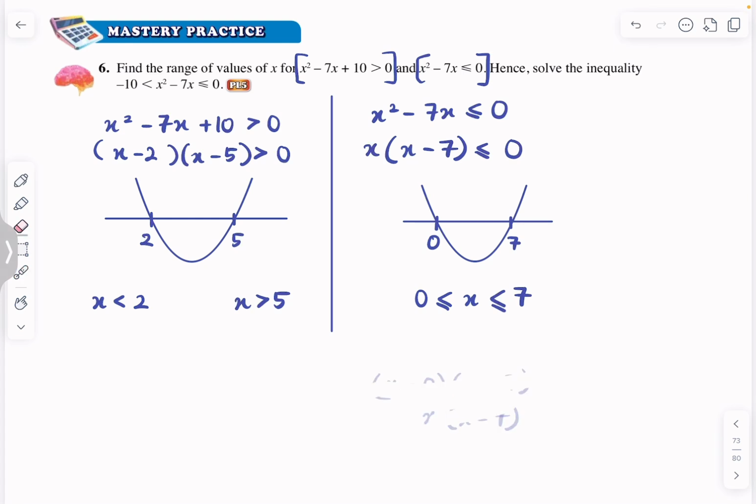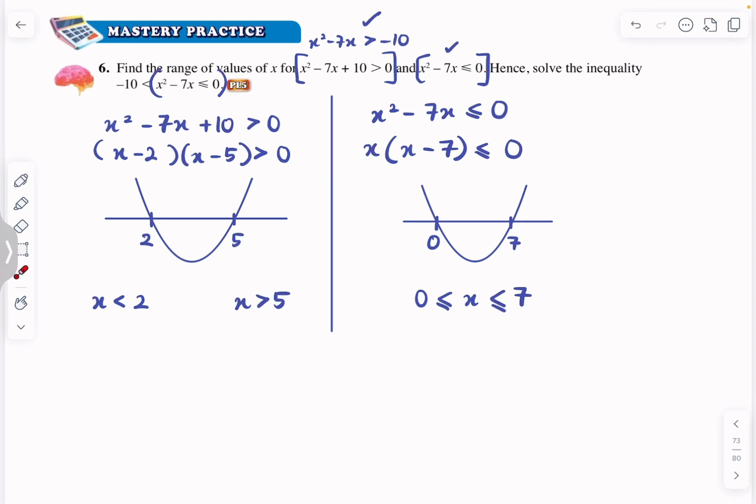Now let's look at the big question. They asked to solve the inequality of this. So let's split it first. Let's look at this part first. x squared minus 7x is more than negative 10. This looks like something we've solved before. The 10 we bring over will become negative 10. So this will become x squared minus 7x more than negative 10. So that's this part. And then this part, x squared minus 7x less than or equal to 0, which is this equation.